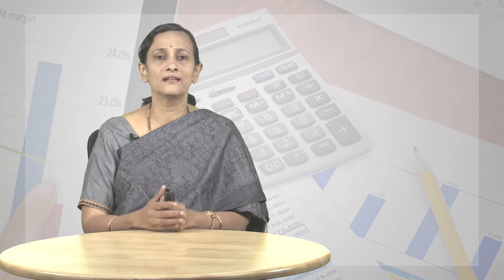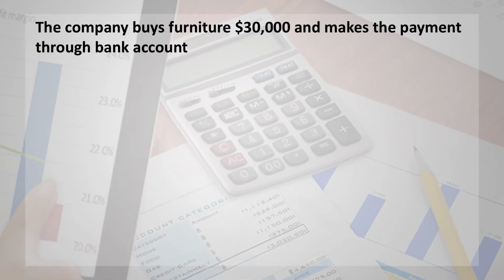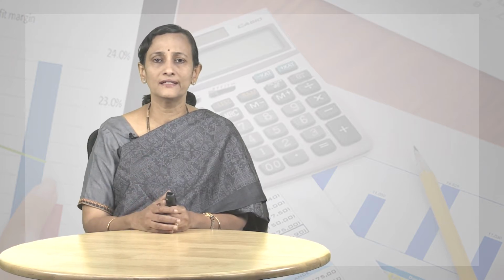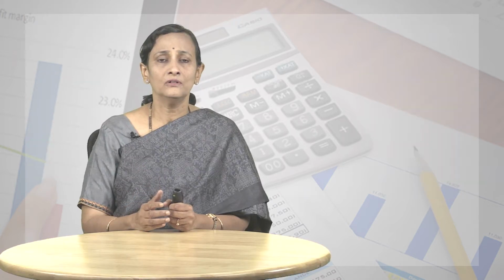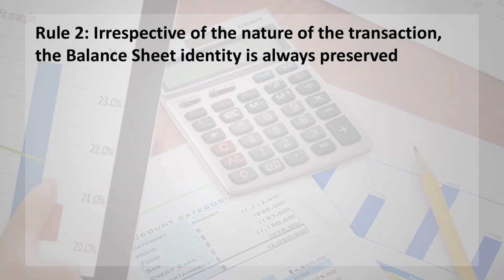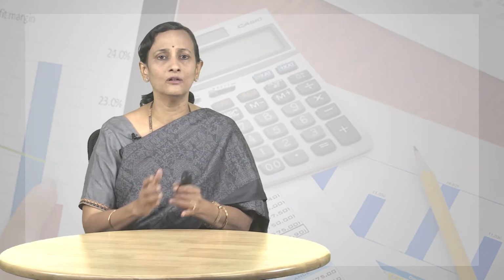Let us now continue the transaction. Suppose the company buys furniture for $30,000 through the bank account. Let's now see what are the two accounts that get affected: furniture and bank account. Furniture increases by 30,000 and bank account reduces by $30,000. So, what does it mean to us? That brings us to rule 2. Irrespective of what the transaction is, the balance sheet identity is always preserved. That is, assets are always equal to liability plus equity.